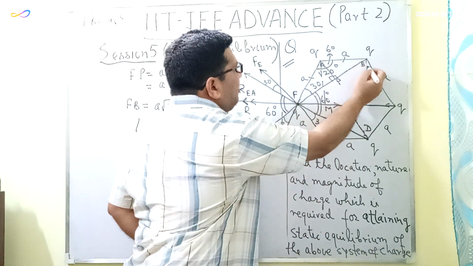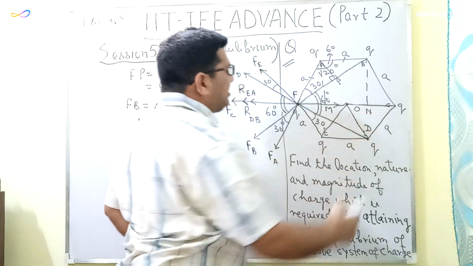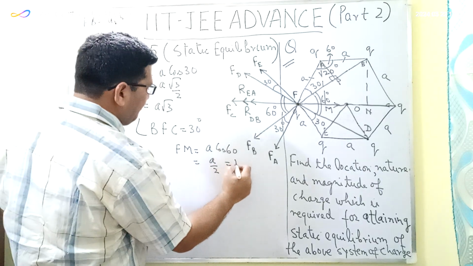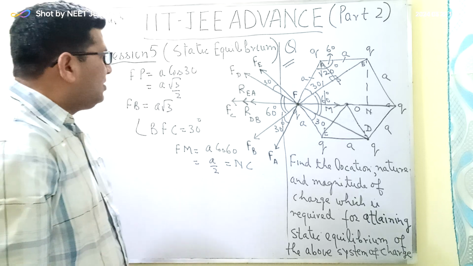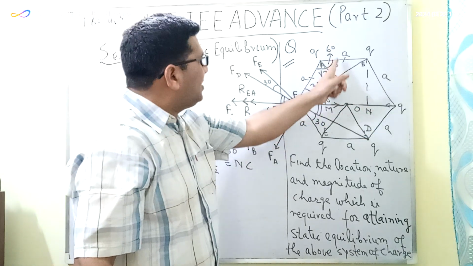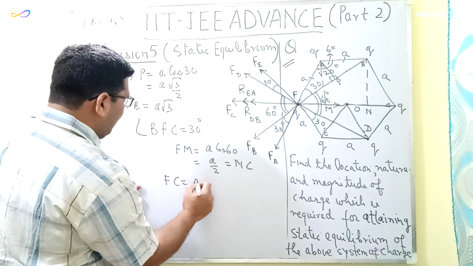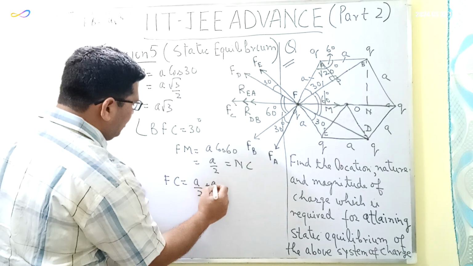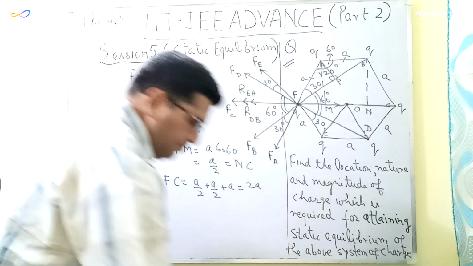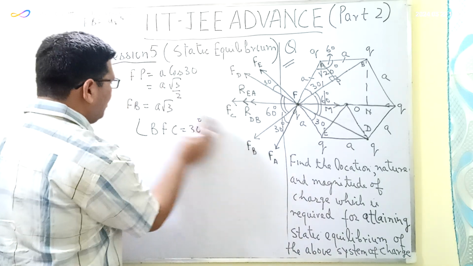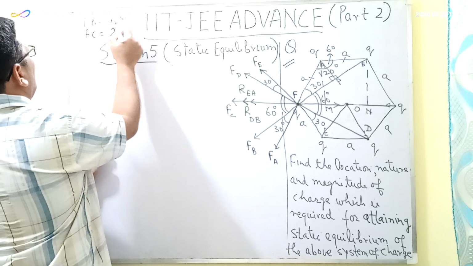Similarly, if I draw here one perpendicular from here, that is the MN, so NC will also be equal to A by 2. So this A by 2 plus A by 2 plus this A. So FC is equal to A by 2 plus A by 2 plus A, which is equal to 2A. So FC is equal to 2A.